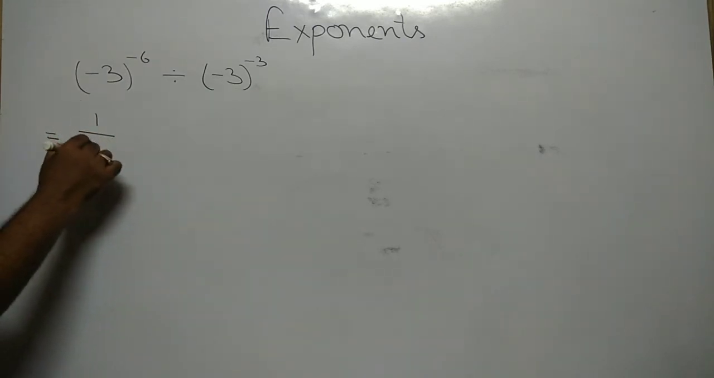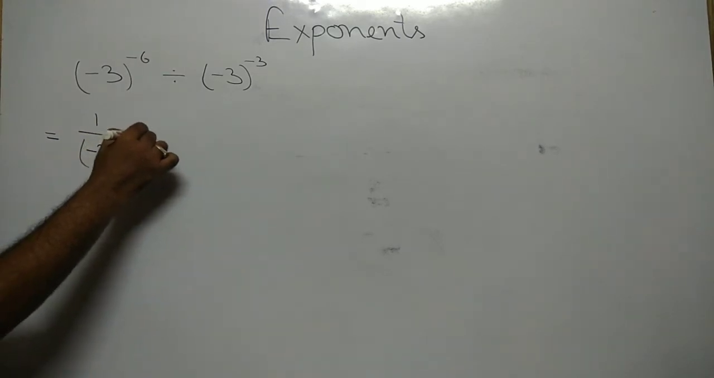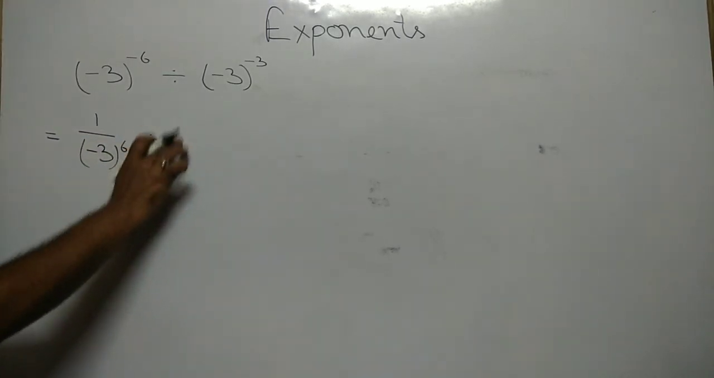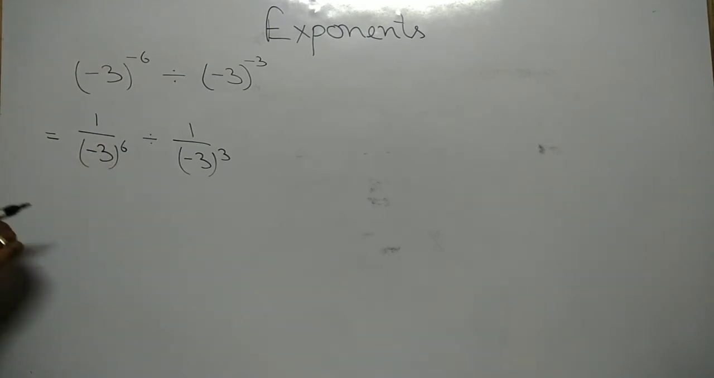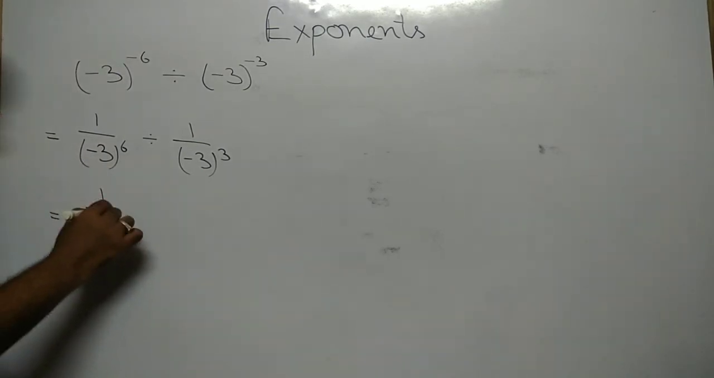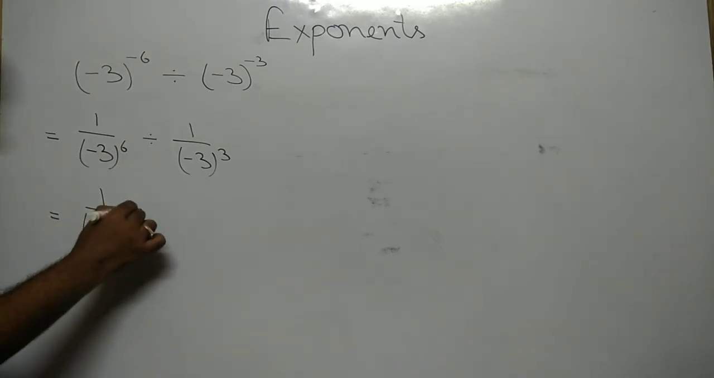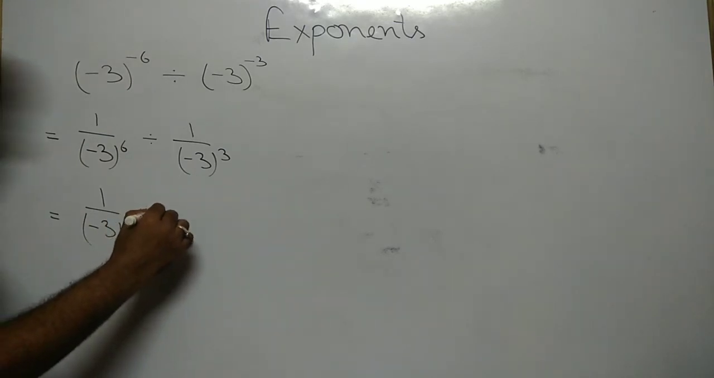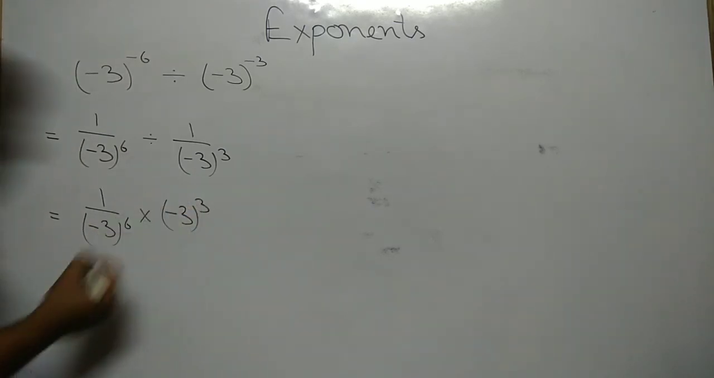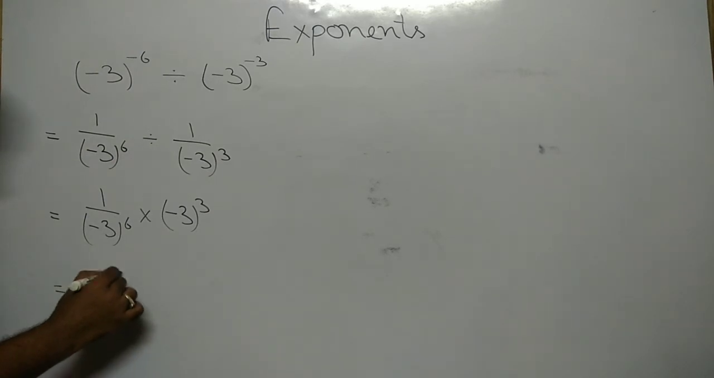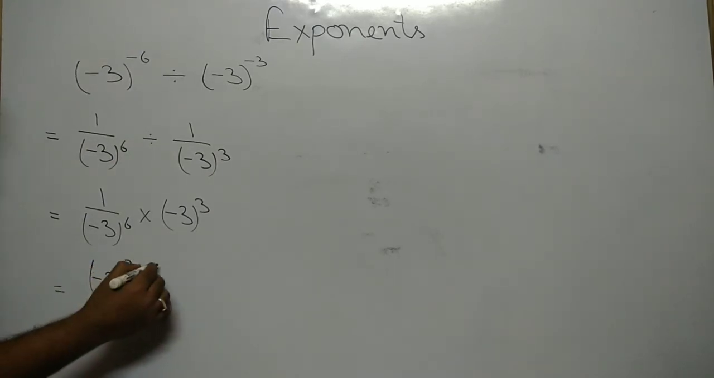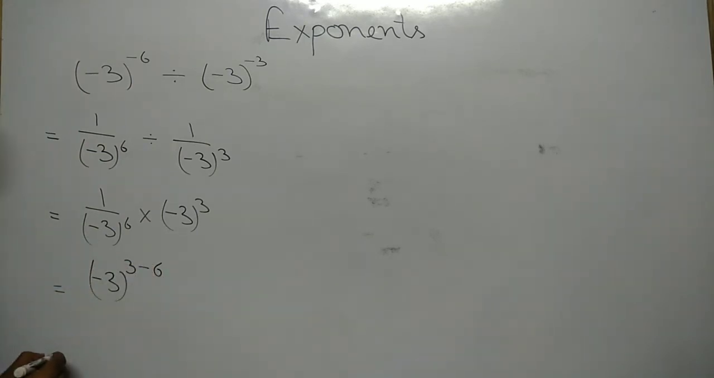As you know, it's (-3) whole to the power 6 divided by, sorry, 1 upon (-3) whole to the power 3. First we change the sign of the power, then we perform the operation: (-3) whole to the power 6 multiplied by, the second term reciprocated, (-3) whole to the power 3. Now by the laws of exponents we can say that (-3) whole to the power 3, this power raised upward with negative sign, so ultimately we have (-3) whole to the power -3. This one is clear to you, I think.